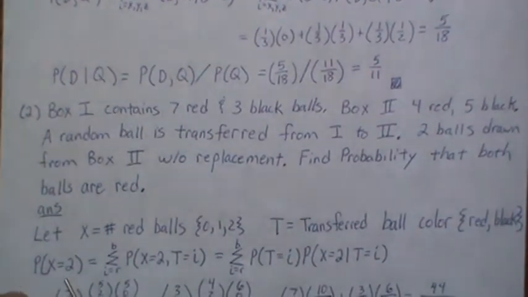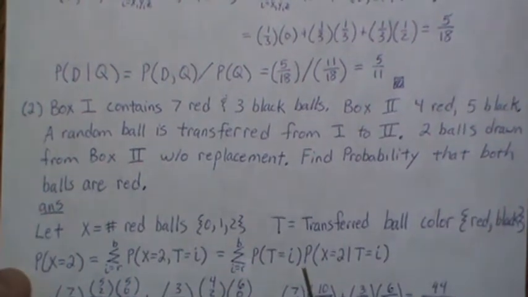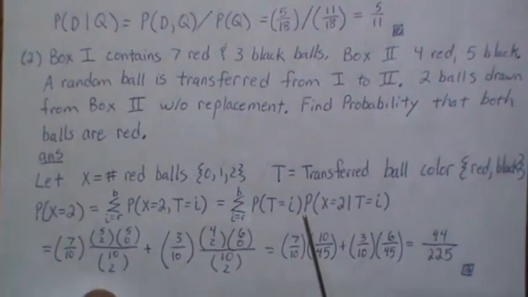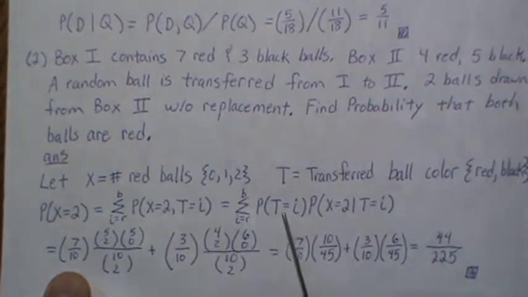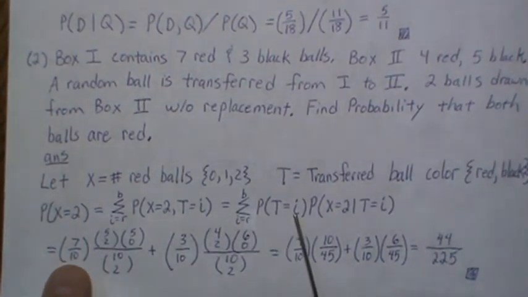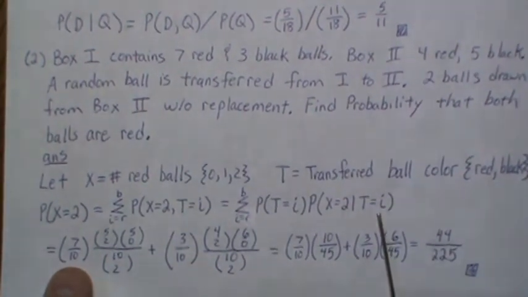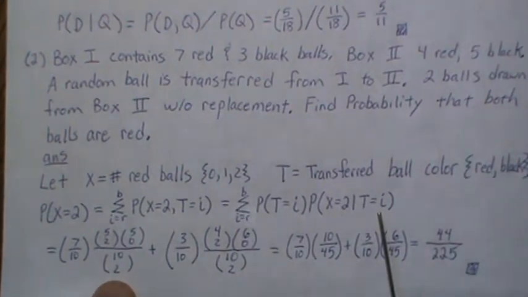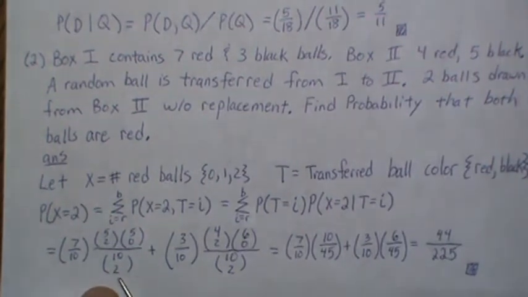So we want to know the probability that X equals 2. So we introduce this random variable T and sum over all possibilities, red or black. And then this can be written in conditional probability form. And now we go through the possibilities. So let T equal red. The probability that the transferred ball is red is 7/10. And then the probability that X is 2, given that we transferred a red ball, becomes a hypergeometric distribution. So it's 5 choose 2, 5 choose 0, over 10 choose 2.